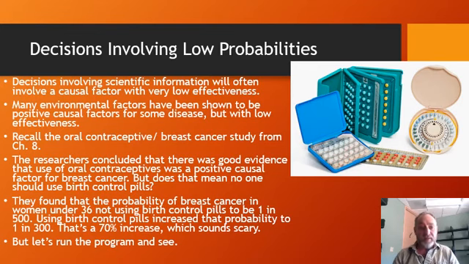Well, they found that the probability of breast cancer in women under 36 not using birth control pills would be about 1 in 500. So if you're under 36 and you don't use birth control, you still have a 1 in 500 chance of getting breast cancer. And they found that if you use birth control pills, that probability increased to a 1 in 300 chance of getting breast cancer, which is a big difference. That's a 70% increase, and that sounds pretty scary. So the question is, should we outlaw birth control pills? Should we never take them? Well, this is what our program is for.